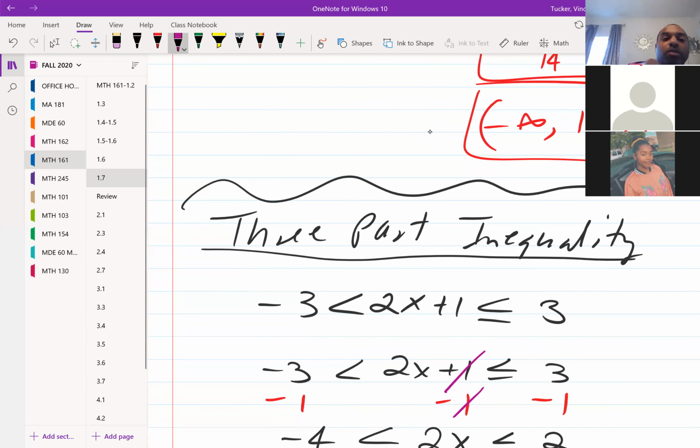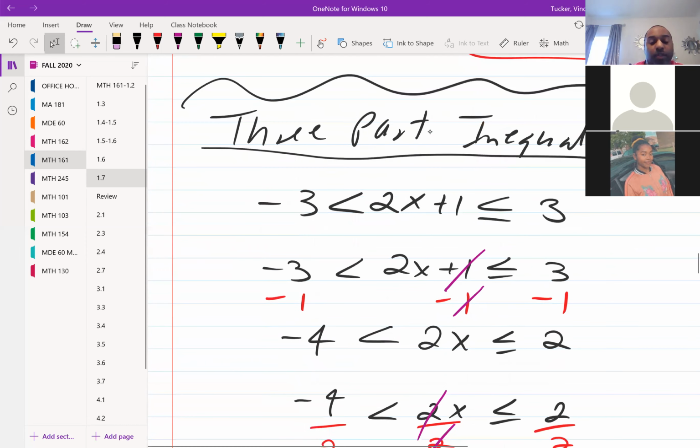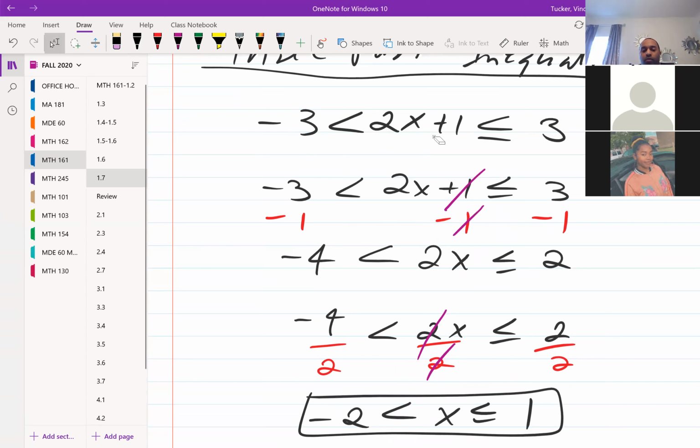The ones cancel in the middle, and that'll leave you with -4, 2X, and 2. Then divide both sides, or each part, not both sides, by 2. Because once again, you're trying to get X by itself. So you divide by 2. And the result would be X is greater than -2, but less than or equal to 1.